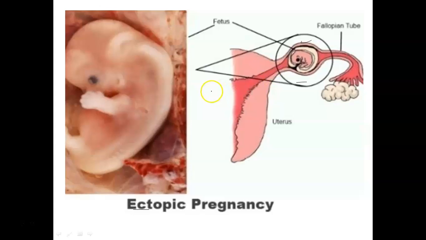Now in the coming video, I'll start with what happens after implantation, that is gastrulation. From there we will start the formation of the 3 germinal layers and the fate of these 3 germinal layers.